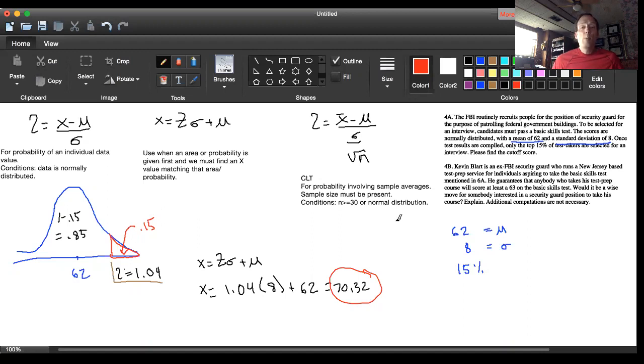The problem that we would have with his test prep service is that if he's guaranteeing you score at least a 63, based on our quantitative analysis, we know that we need to get at least a 70 if we want an interview, so it's probably not too good an idea to take his prep course.